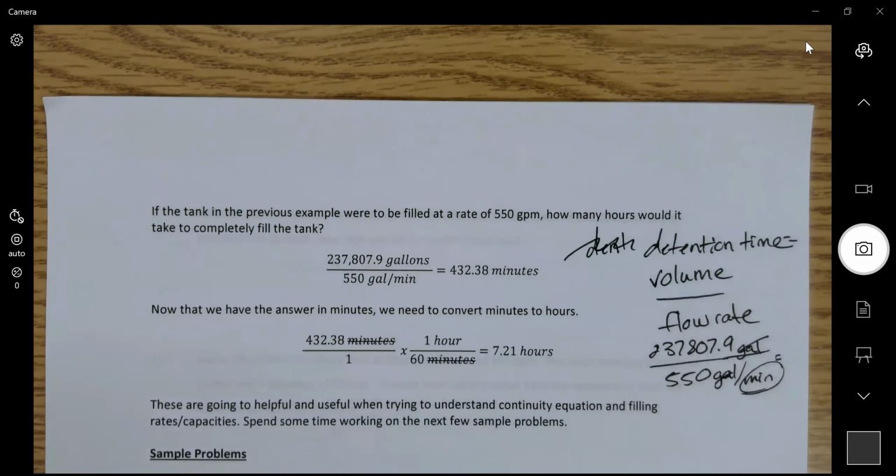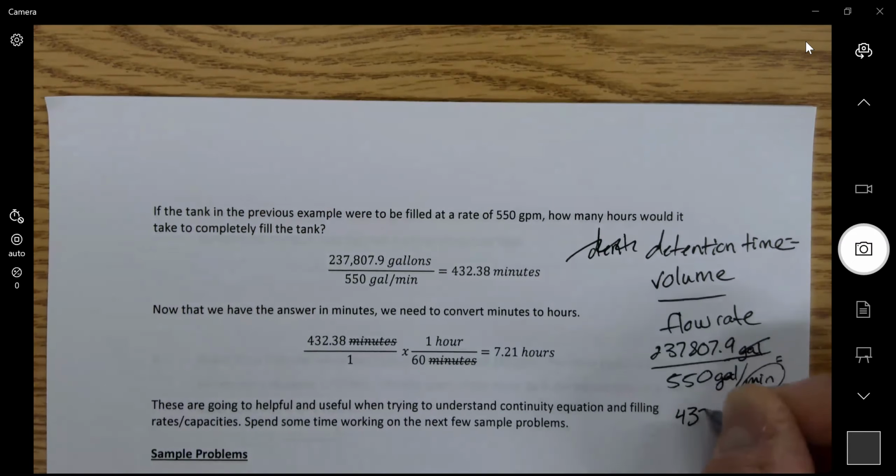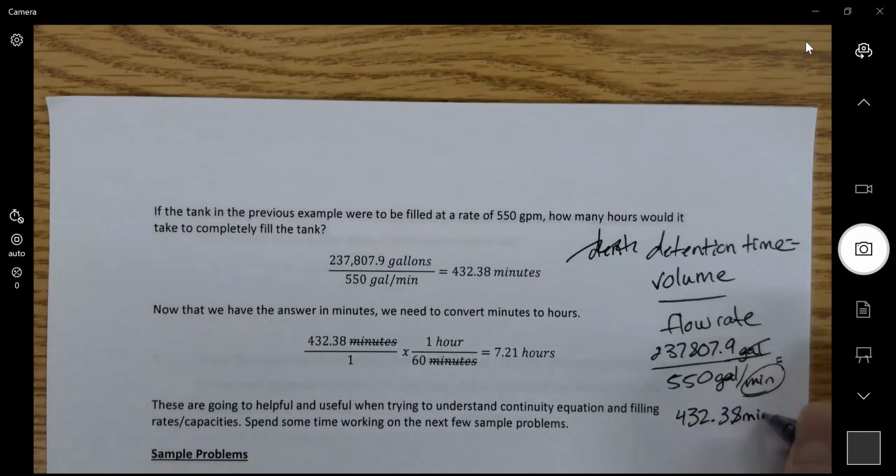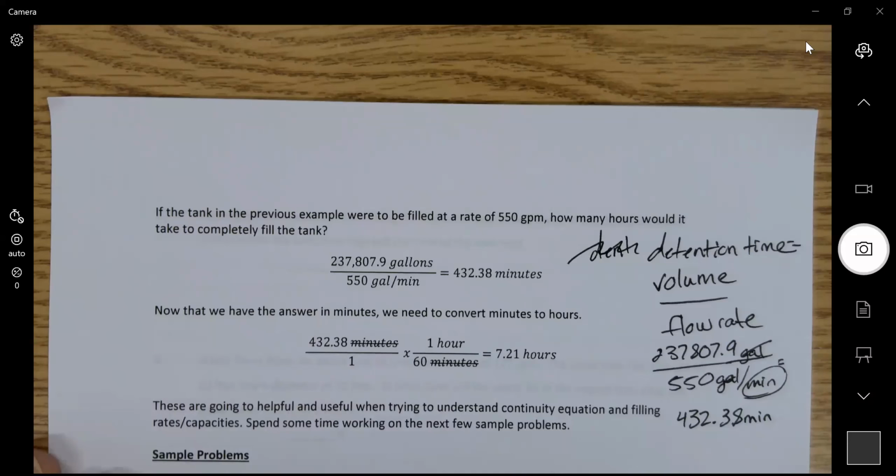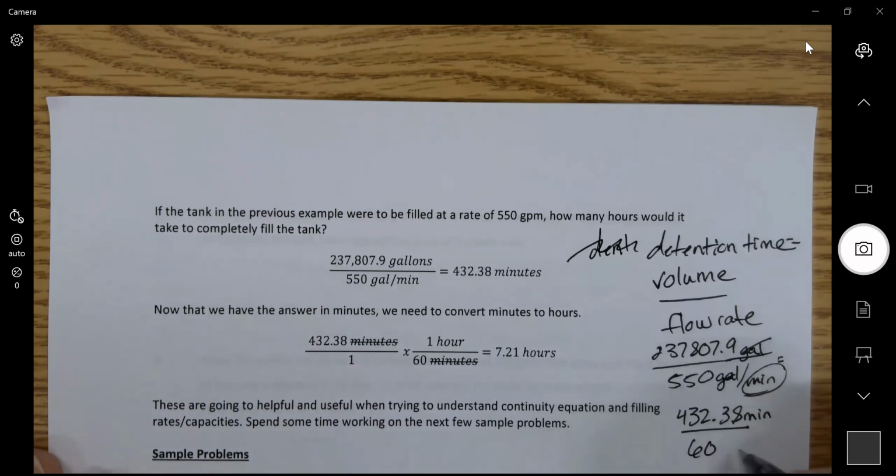So if I do that, I'm just double checking, make sure I got the right answer here, 550. You're going to get 432.38 minutes. Okay. Now you divide that by 60 to get it to hours, and you will get 7.21 hours.